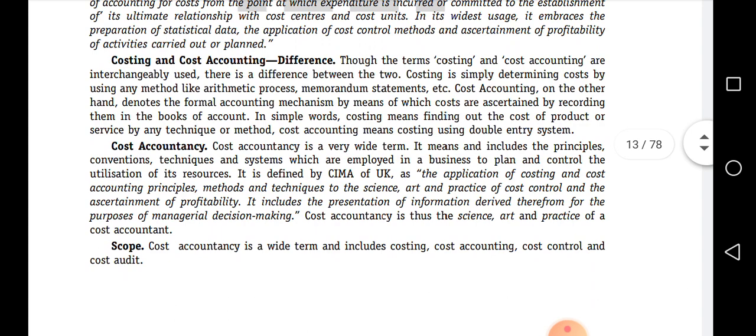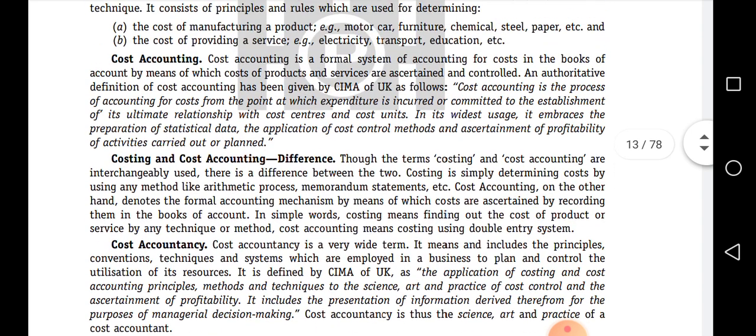And we can see one more meaning here, cost accountancy. Here accountancy defines, you can find the difference. Accounting here refers to controlling of costing activities. Accountancy here refers to the basis on which you are going to record the activities.